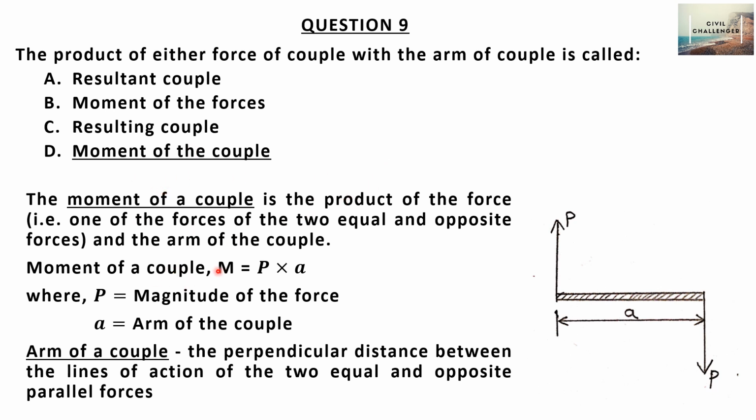Now mathematically we can say that moment of a couple M is equal to P into A, where P is the magnitude of either of the forces. Then A is the arm of the couple. Arm of the couple is the perpendicular distance between the lines of action of the two equal and opposite parallel forces.